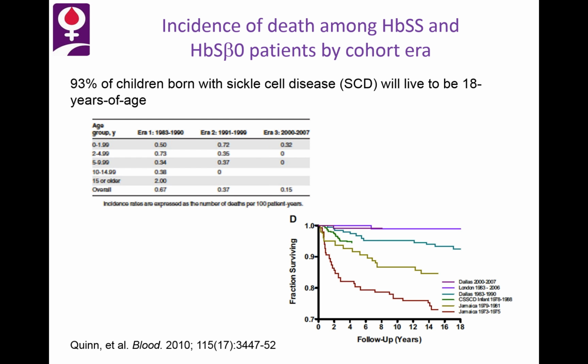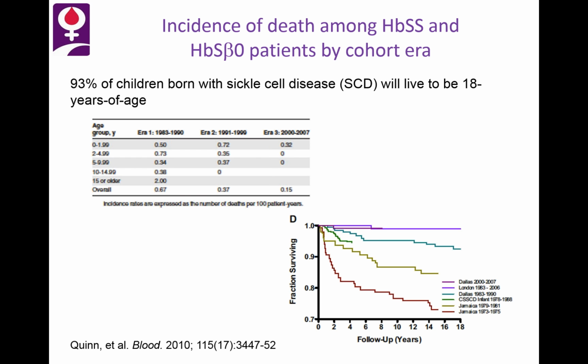Within the 60s, reporting that 40% of newborns would make it to 20 years of age, to now 93% of children born with sickle cell disease living to 18 years of age. However, in this cohort, in the study by Quinn, he also reported that there was an uptick in mortality starting at 19 years of age.